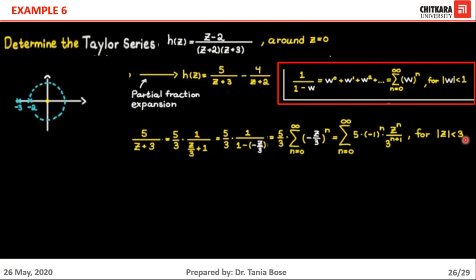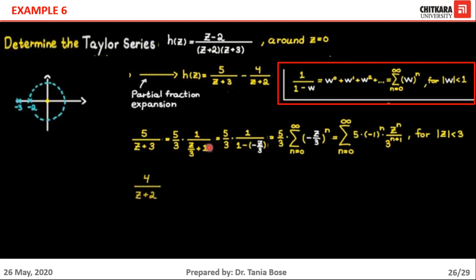And what is the circle of convergence? What was my w? It was minus z by 3. So put it here: mod of minus z by 3 less than 1. The modulus of a negative term is positive, so you will get mod z by 3 is less than 1, which will imply mod z is less than 3. Right? Now let us take up the second term, 4 upon z plus 2.